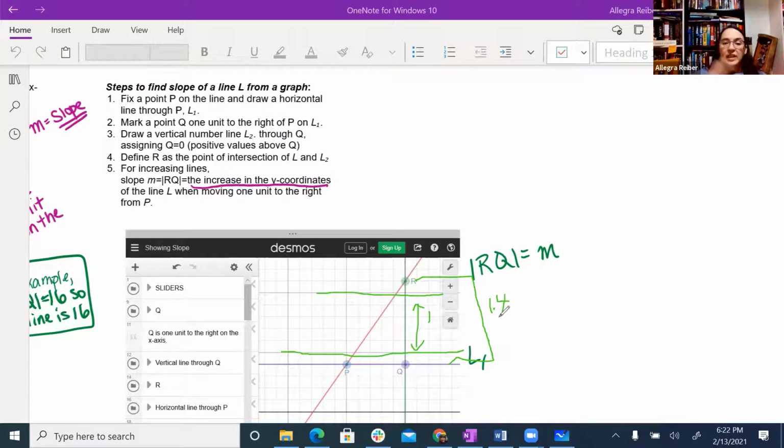So in this case, when we moved 1 unit to the right, the line had an increase in y coordinates of 1 and 4/10. So we would call the slope of this particular line 1 and 4/10.